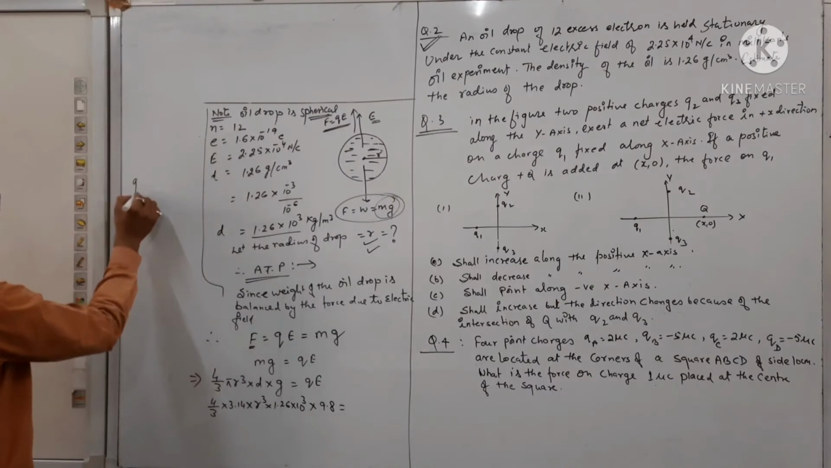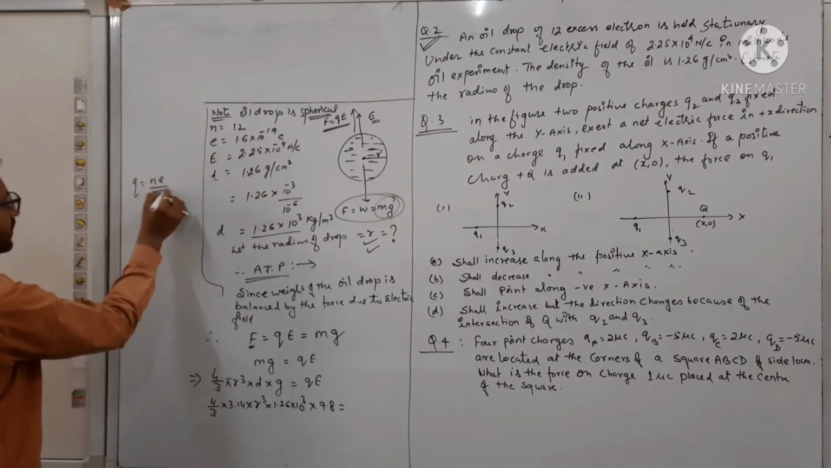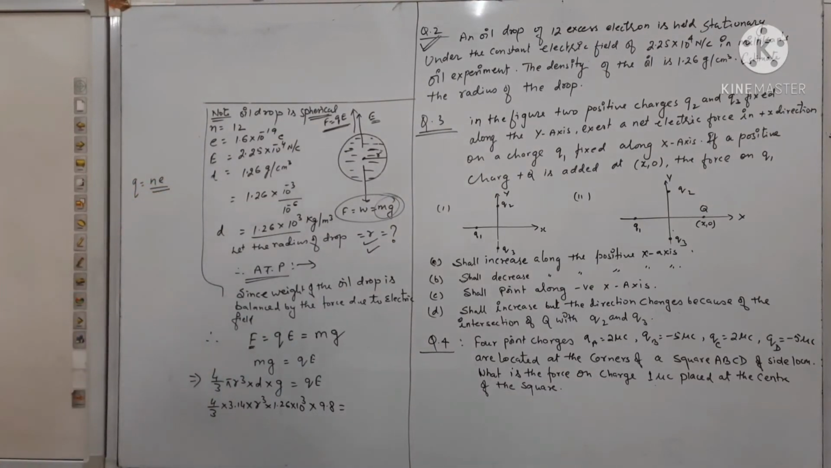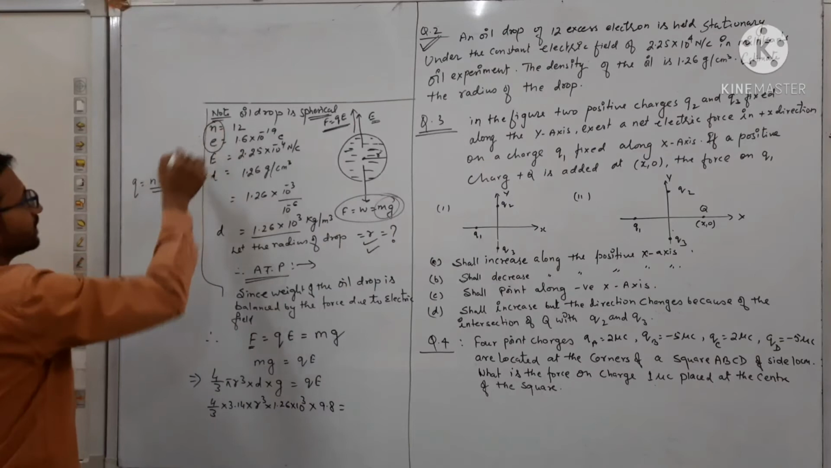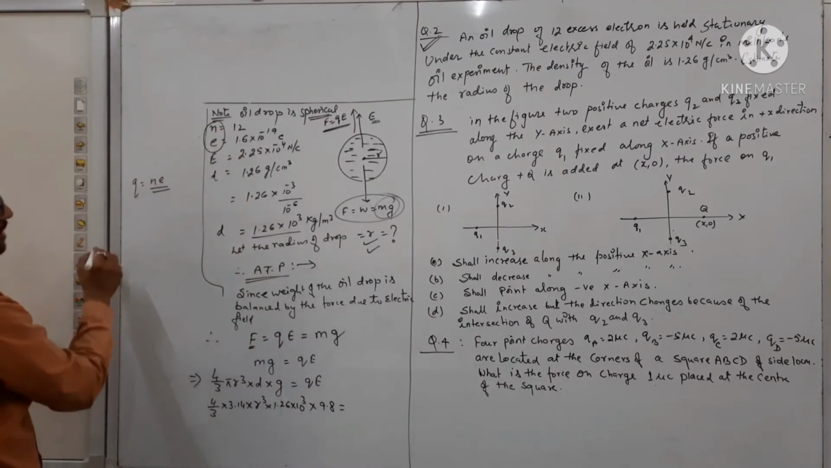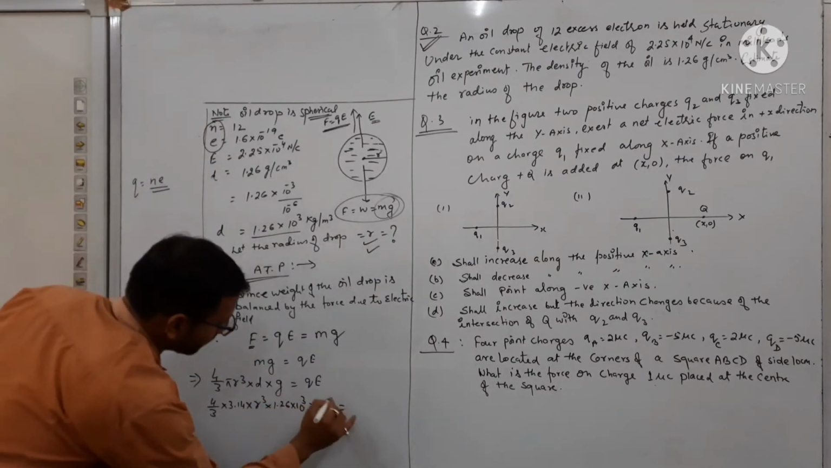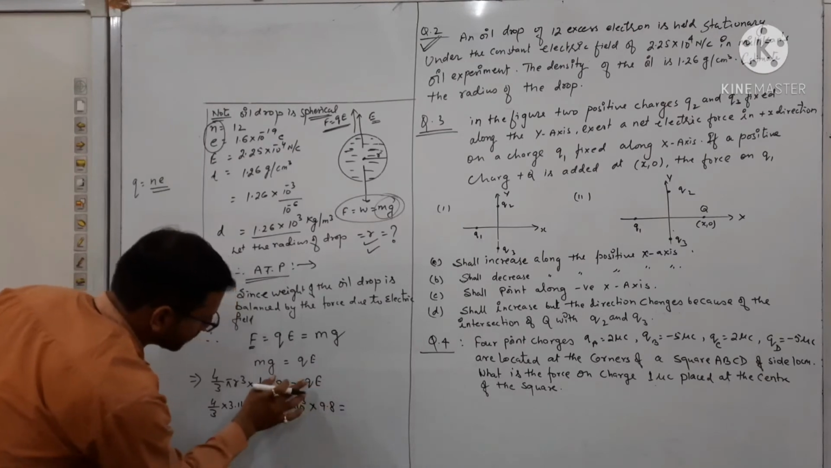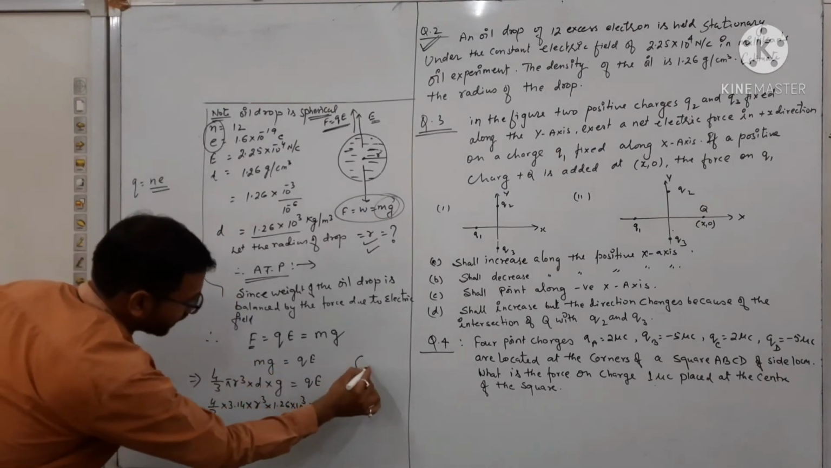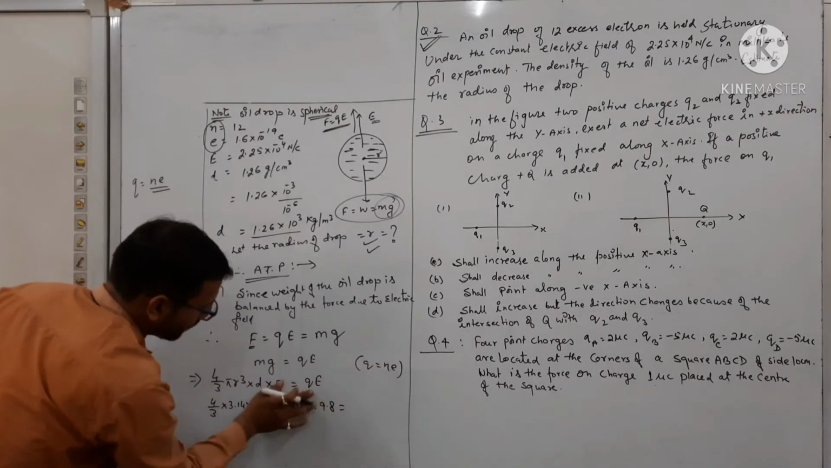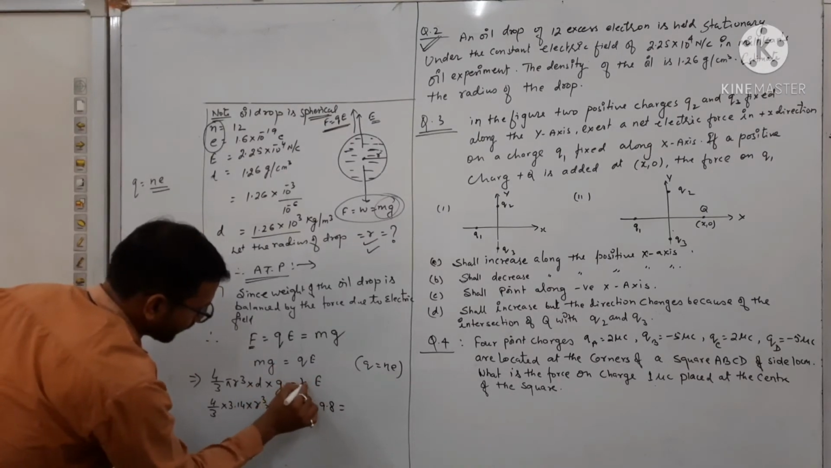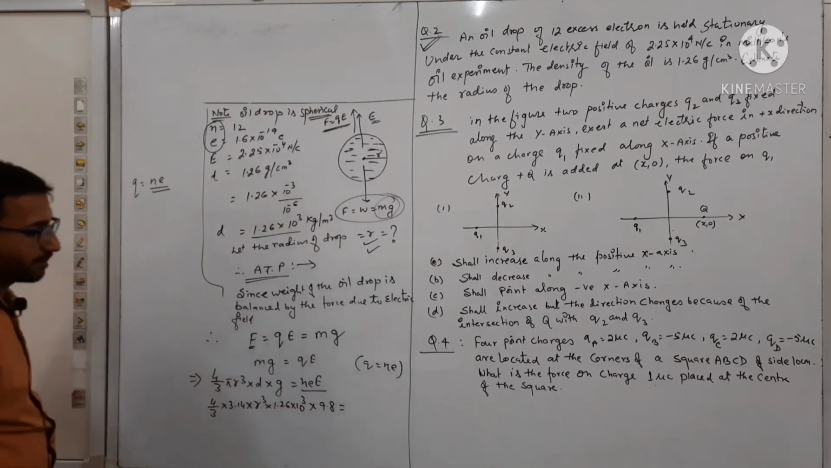Here I will substitute the value of q, which is equal to n into e. Listen carefully, because here we have the number of electrons in the oil drop and the charge on one electron I will know. So I will use this relation. So I am writing here the complete value directly: mg is equal to q E, that is, n into e into capital E.